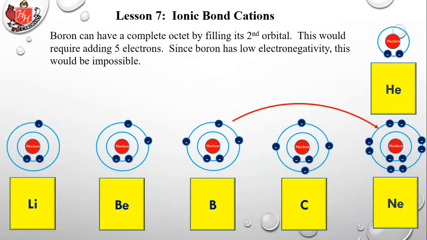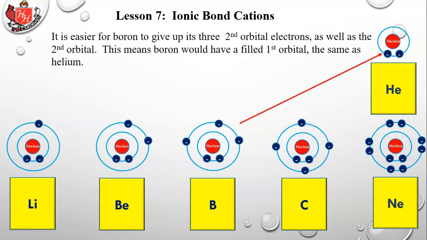Boron. Boron is the third element over from the left in the second row. Boron can have a complete octet by filling its second orbital. This would require adding 5 electrons. Since boron has a low electronegativity, its electronegativity is higher than lithium or beryllium, but it's still pretty low. This would be impossible.